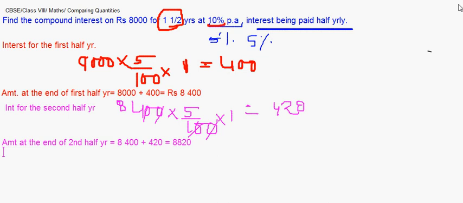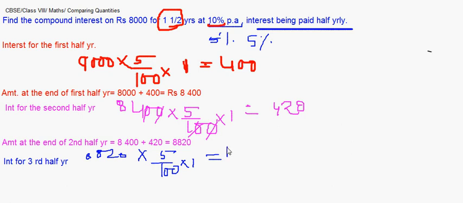Again, there will be third calculation for the rate of interest given. I write here some other color. Yeah. So we will be writing interest for the third half year. Interest for the third half year, the principal will be 8,820. So sorry, I'll write it properly again. It is 8,820 multiplied by 5/100, and again it will be taken as 1.